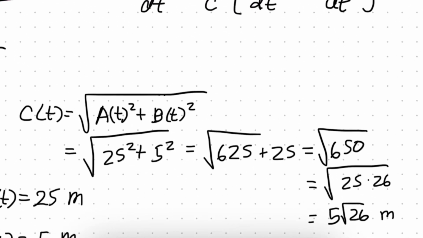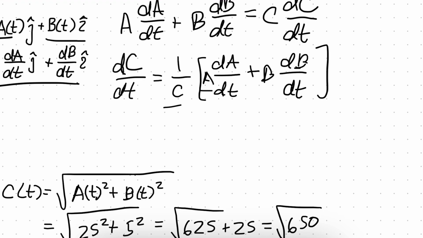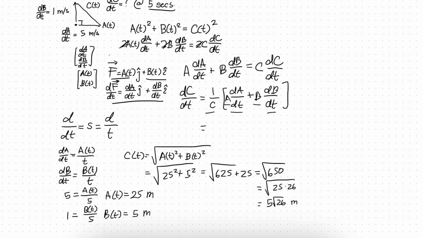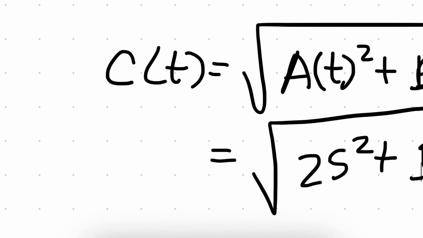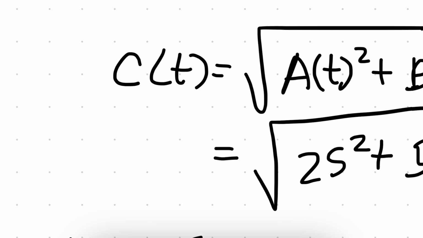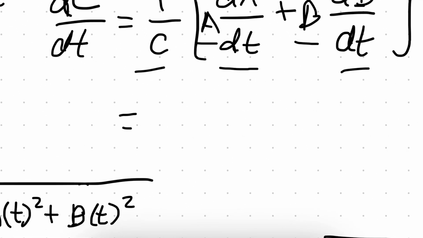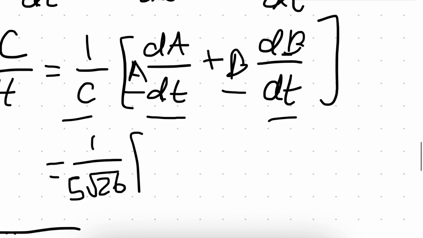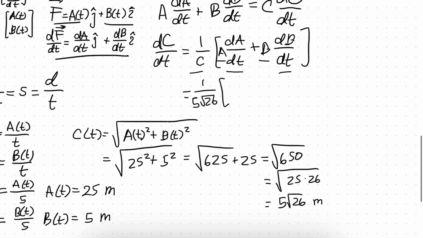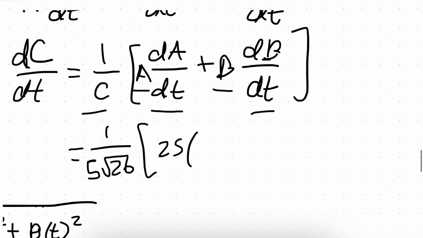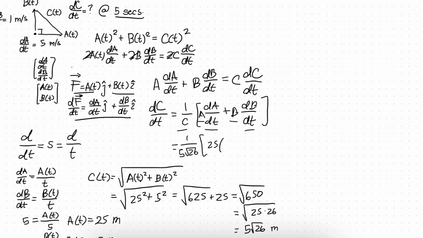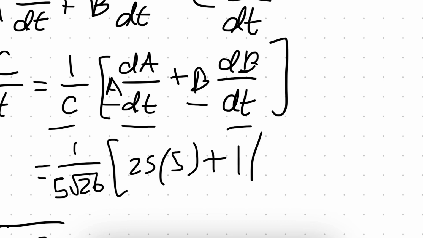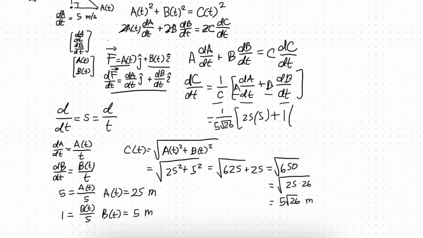We know a of t. So in the equation we know c of t, a of t, dA/dt, b of t, and dB/dt at 5 seconds. This does not work for all t, it only works at 5 seconds. So that's 1 over 5 square root of 26, and then a of t is 25, times dA/dt at 5 seconds, which is 5, plus 1, which is dB/dt, times b of t, which is 5.